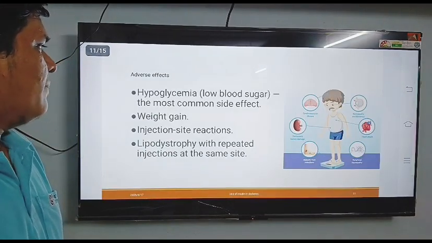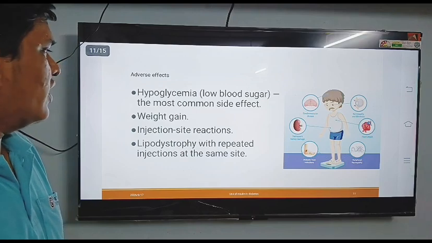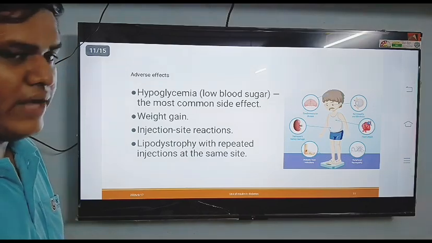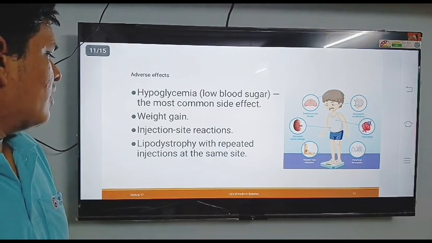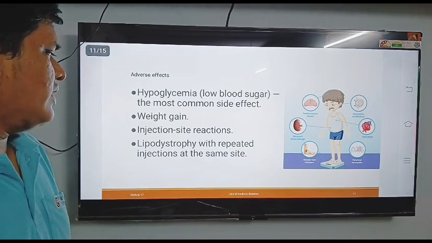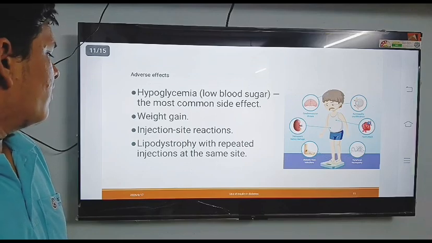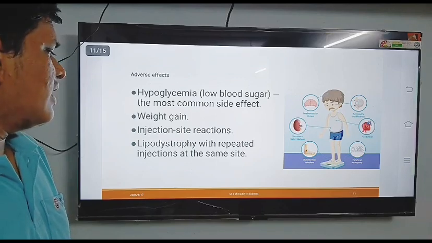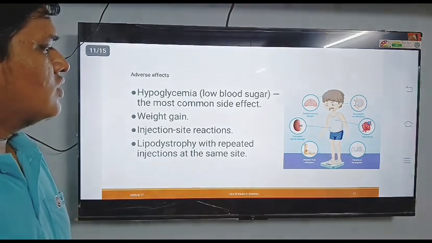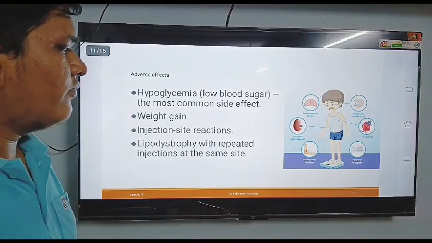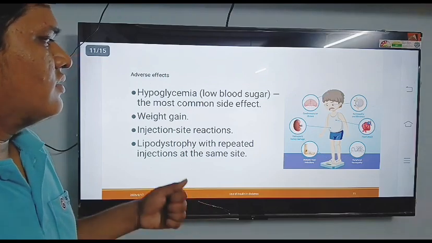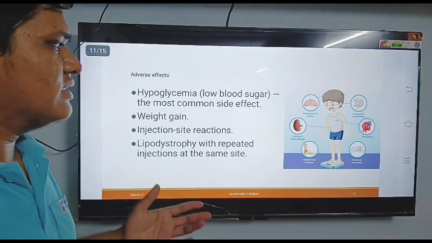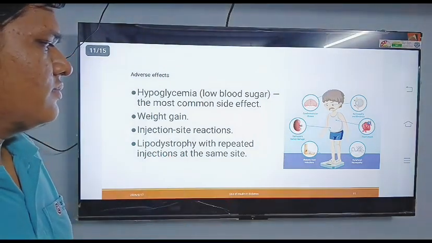Adverse effects: hypoglycemia, low blood sugar, the most common side effect. Weight gain, injection site reaction, lipodystrophy with repeated injections at the same site. Long-term complications of poor control include diabetic foot infection, permanent kidney damage, cerebrovascular disease, heart attack.